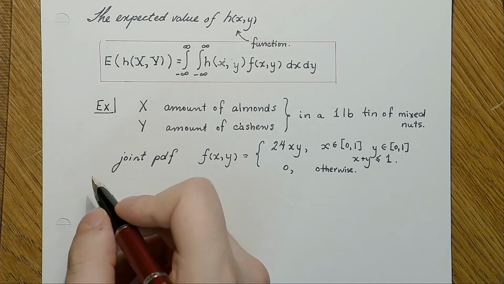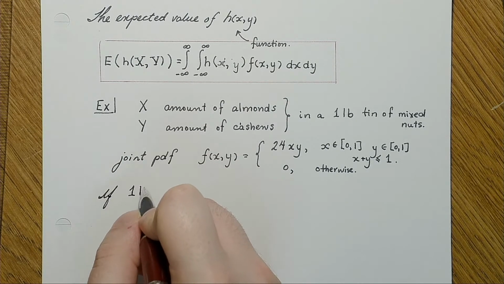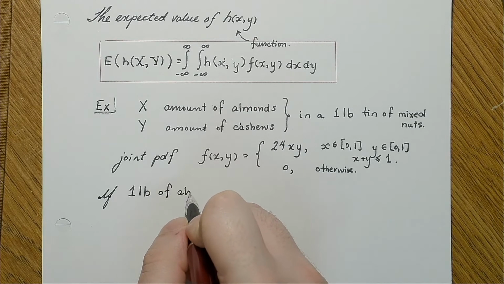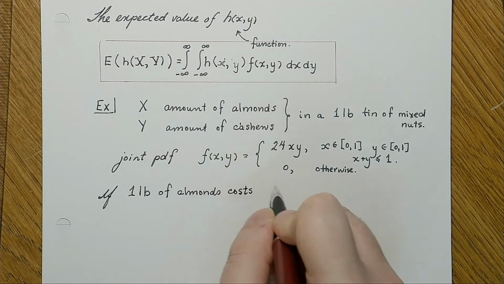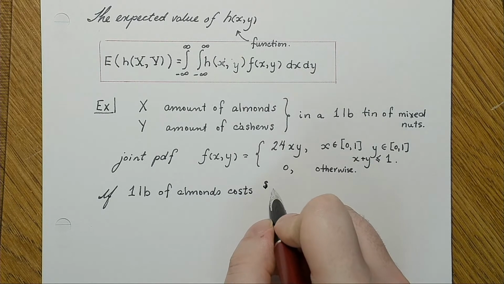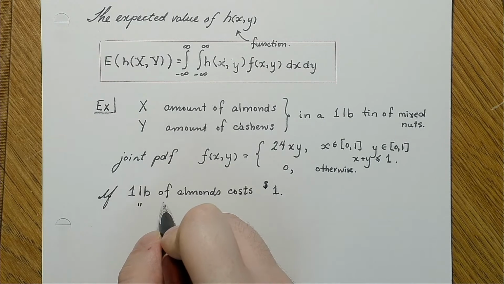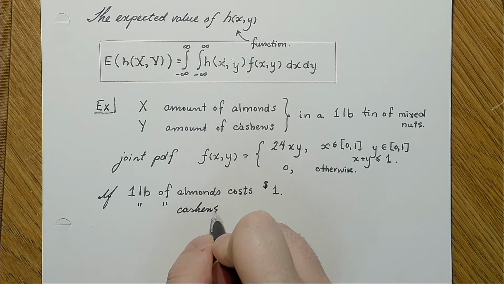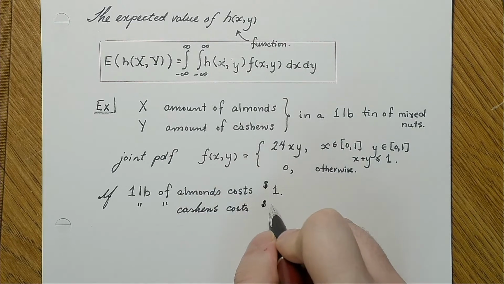So the question is, if 1 pound of almonds costs, let's say $1, and 1 pound of cashews costs $1.50.